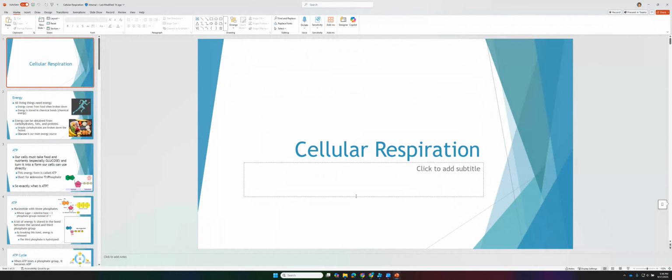Alright guys, so this lesson is going to be moving forward in our new unit. So up to this point we have covered enzymes and how they regulate our metabolism. And so we're going to have two more lessons in this unit, and both of the lessons are going to be about two major metabolic pathways.